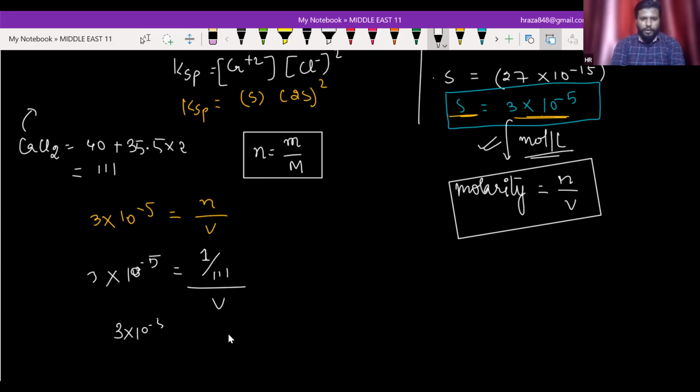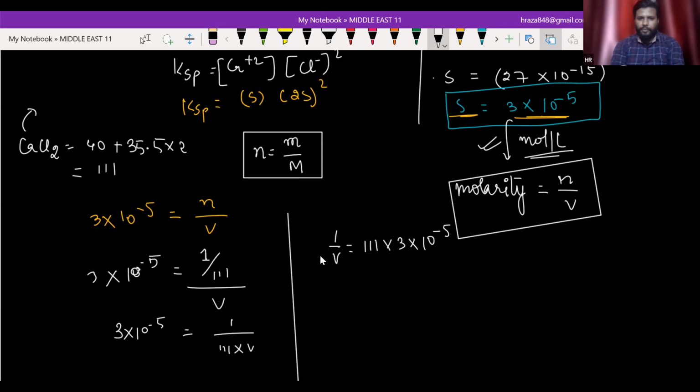Can I write it 1 upon 111 into V? Now again, if we are going to calculate V, we can calculate 1 by V, that will be equal to 111 into 3 into 10 raised to the power minus 5. Again, we need to calculate V, so take reciprocal both sides.